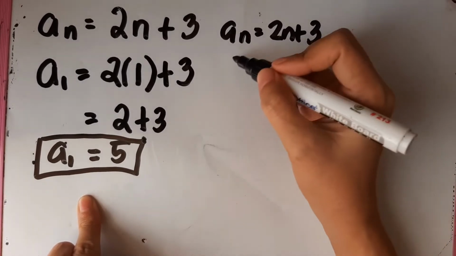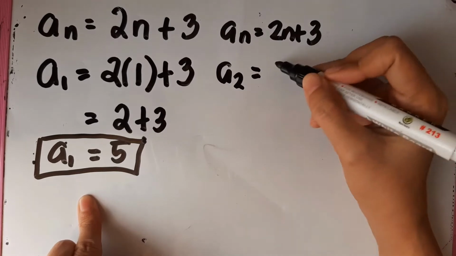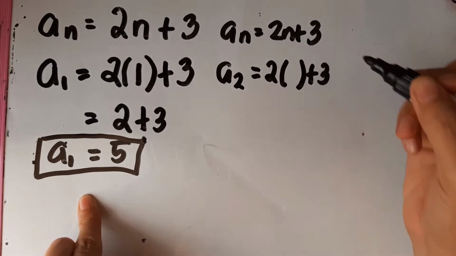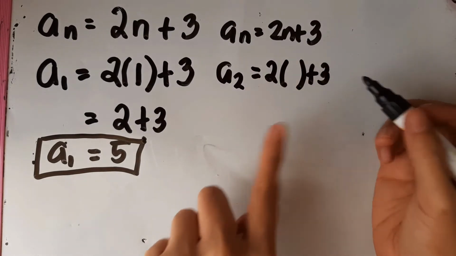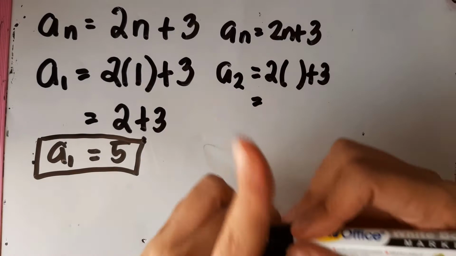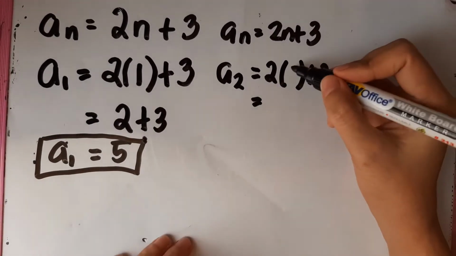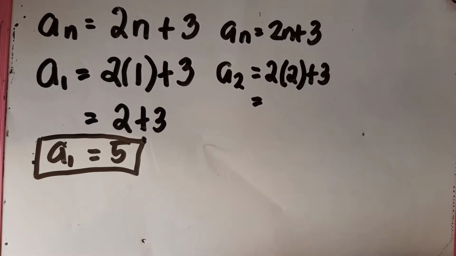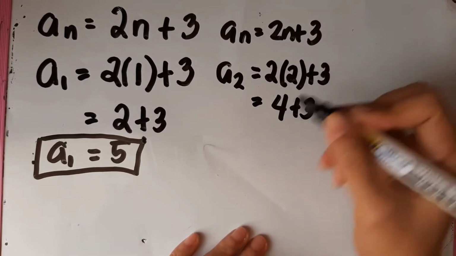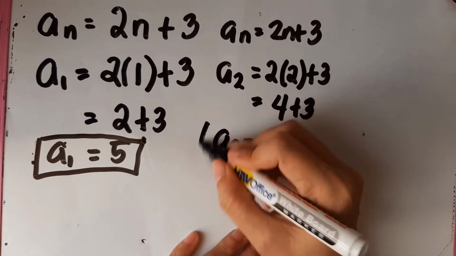Now, to solve for the second term, let's follow the same process. A sub 2. Lagyan mo ng parenthesis. Pareho lang siya nung original problem, pero this time, yung n is already a parenthesis. Gaya ng sabi ko kanina, kung ano yung nandito, yun din ang isa-substitute mo sa n. So, that's 2 times 2 is 4 plus 3. So, the second term is equal to 7.